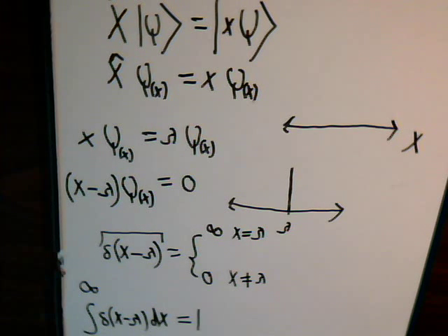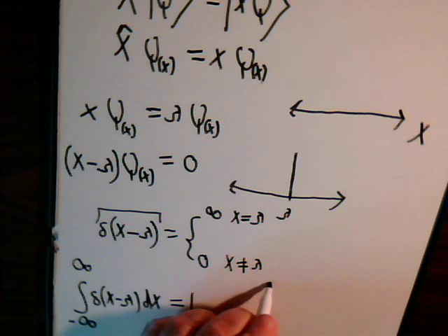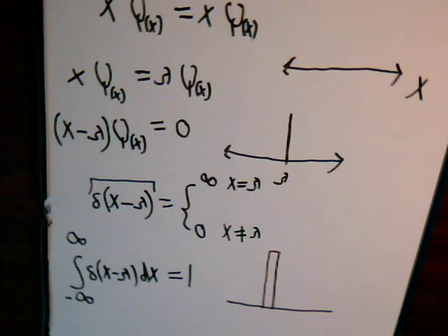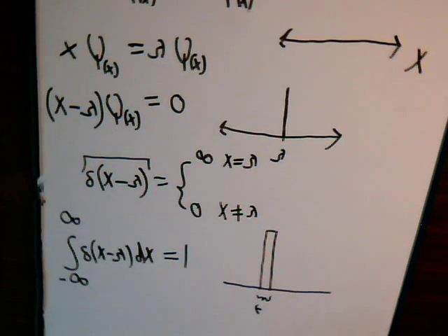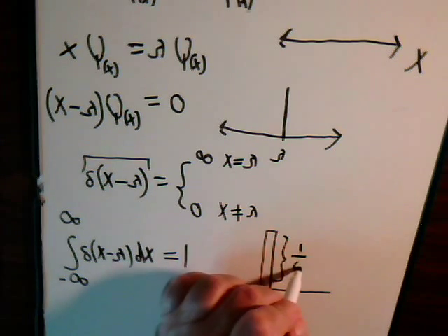And there are some functions that approximate this. We don't have to get bogged down in all of that, but we can demonstrate it with a rather simple example. Suppose that we had a function like this, where the width of it was, say, epsilon, and the height of it was 1 over epsilon.